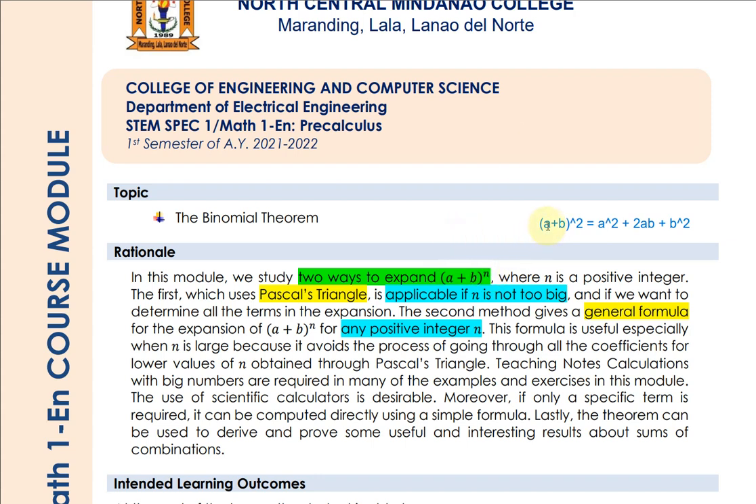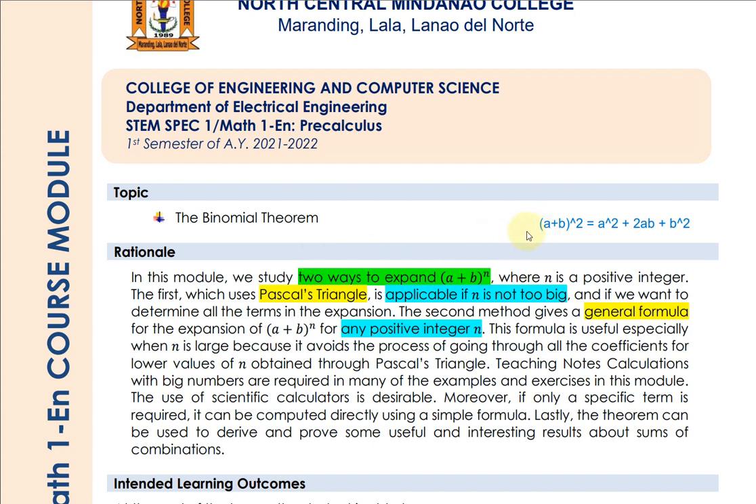We already encountered terms like this because we have already expanded them. For example, we have a plus b to the power of 2. The expansion of that is the square of the first term, so we have a squared, plus we multiply the first term by the second term, then multiply it by 2, so we have 2ab. And lastly, we square the last term, so we have b squared. We are going to study two ways of expanding it.